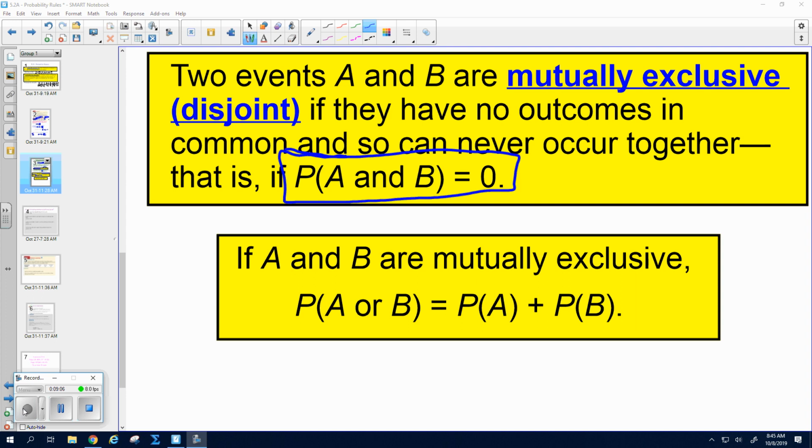All right, and this last part just says if A and B are mutually exclusive, then the probability of A or B is just the probability of A plus the probability of B. So it's a simple formula if they're mutually exclusive.